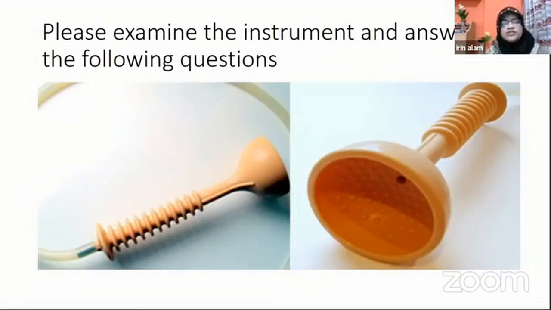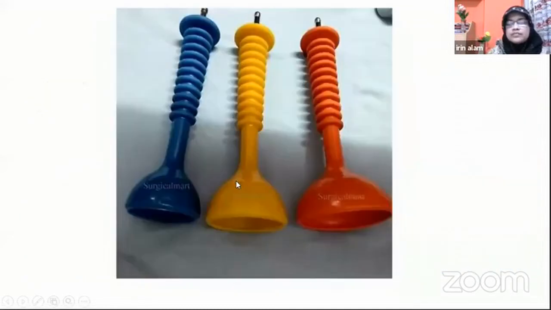What are these instruments? There may be some questions. This is a ventouse cup. There may also be cups like this. This is small, this is medium, and this is large. Ventouse cup. What are the uses of this ventouse cup? It is used during the second stage of labor.